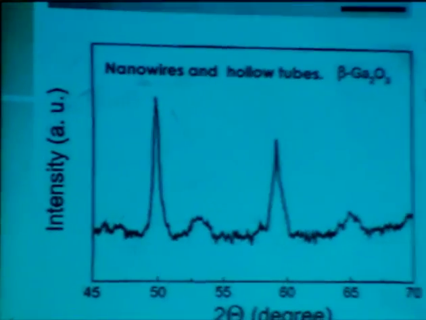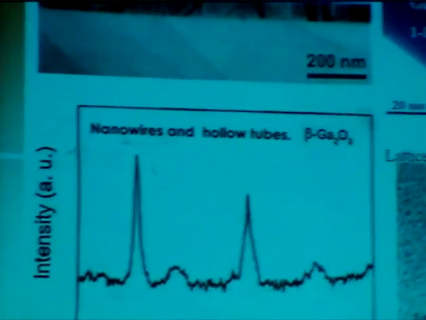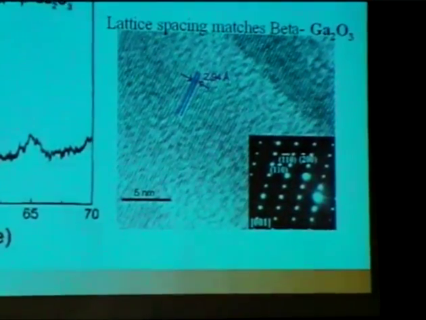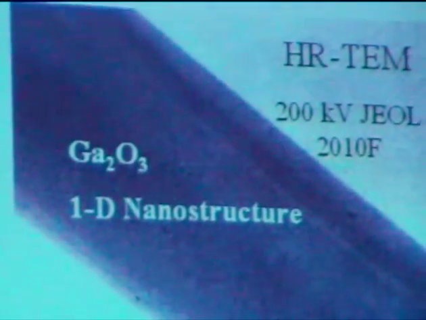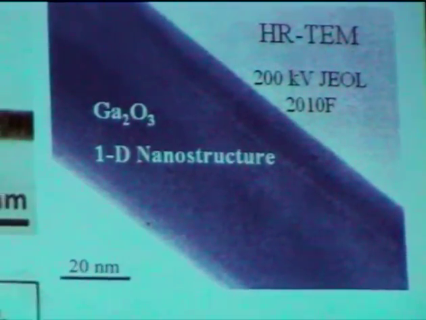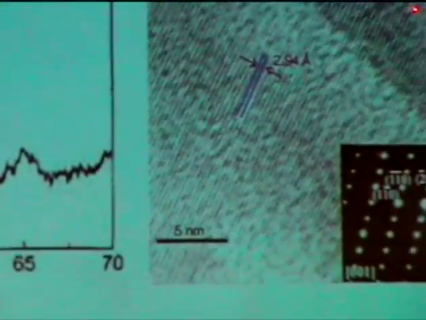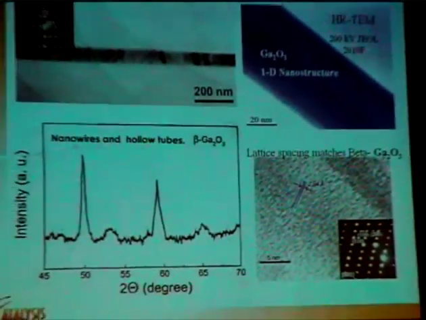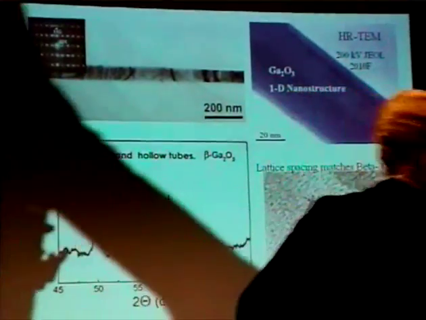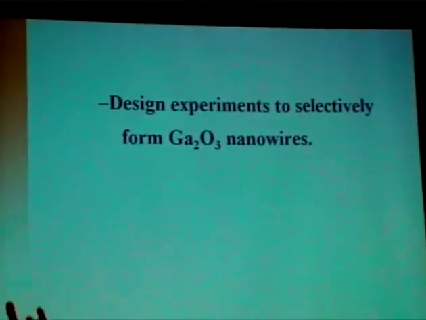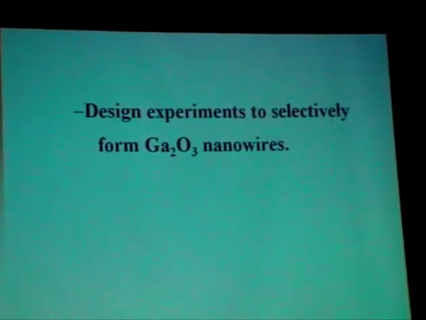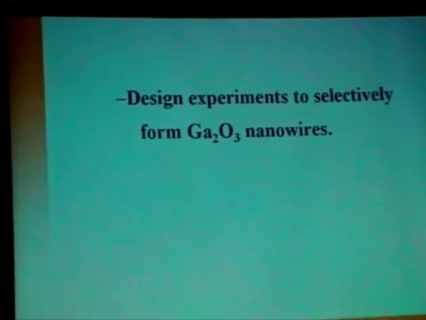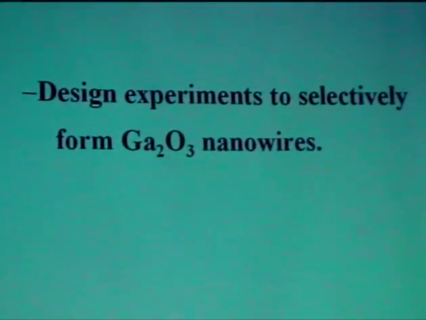Just to show you how these nanowires look that formed from these very large gallium pools, they were 1D nanostructures. They were definitely single crystalline. They had very nice X-ray patterns, and we found that the lattice spacings matched those of beta gallium-2 oxide-3, or gallia. What followed was the main idea to design experiments to selectively form these single crystal gallia nanowires without any other gunk in there, so that we could then use those in the experiments.